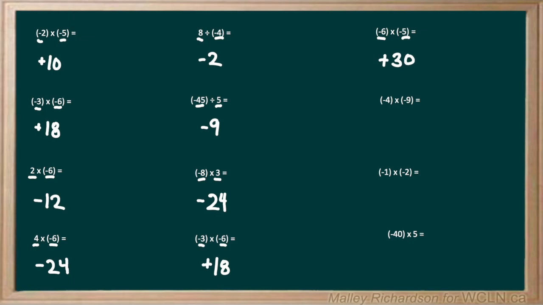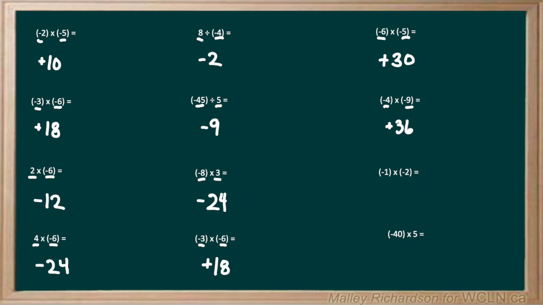Next we have negative 4 times negative 9. The 4 is negative and the 9 is negative, so we'll end with a positive answer. 4 times 9 is 36, and the negative times a negative is a positive, so we have positive 36 as our answer.